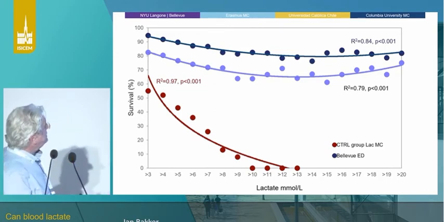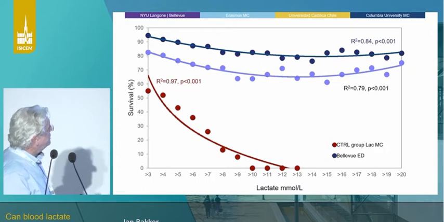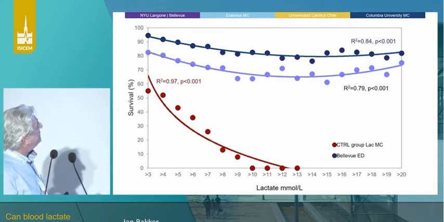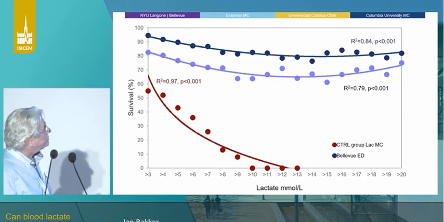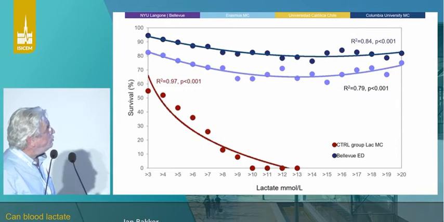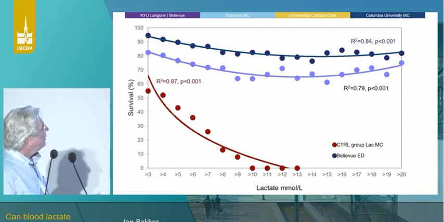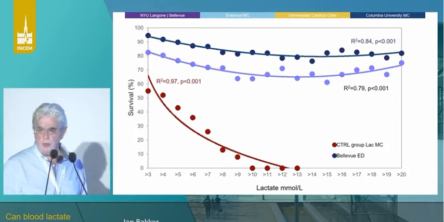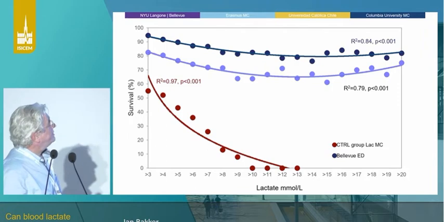So this is the control group in the lactate study. As you can see, above 10, no survival. And this is the ED patients of Bellevue Hospital. And these are the ICU patients of Bellevue Hospital. Of these patients with a lactate of 20 or more, some went home. A large group of these patients were discharged home.